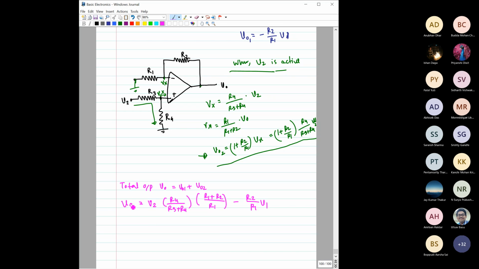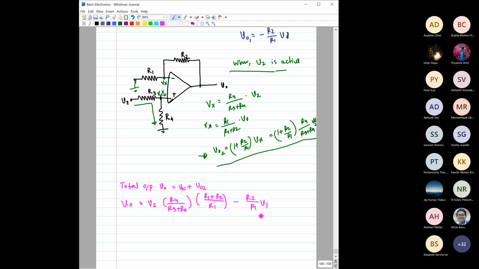minus R2 by R1 V1, right? Sir, we can do this without using the superposition also, sir. Okay, so give me one to two minutes, then after that you explain to me how you can do it. What is your plan?